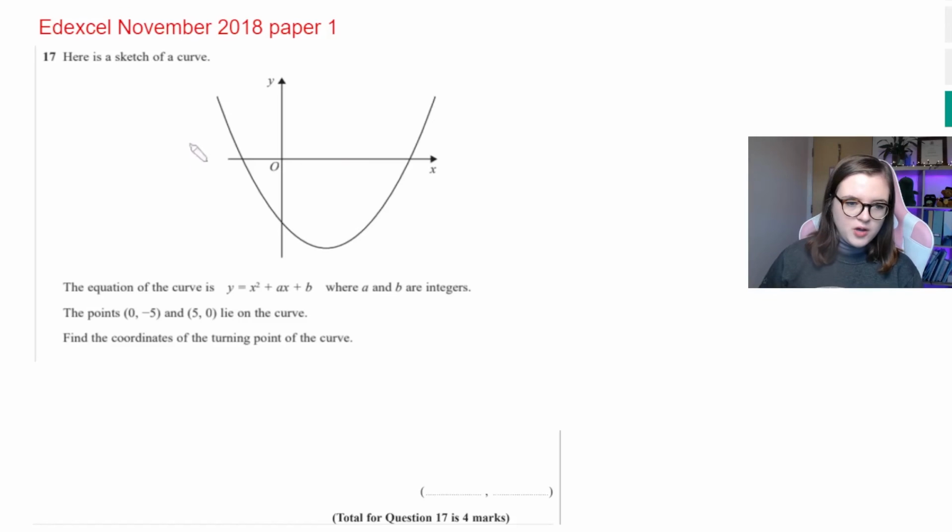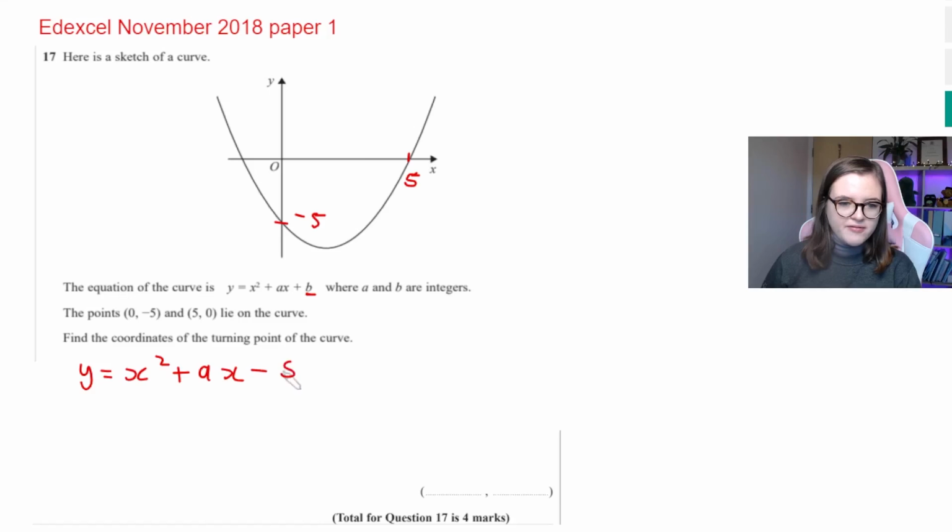Right, so we know that (0, minus 5), that's there. And (5, 0), that's there. Okie dokie then. So this is then the y-intercept. So this b here that they've labelled it, should normally be c, but hey ho. Let's put that minus 5, that's the y-intercept. So we then get y equals x squared plus ax minus 5.